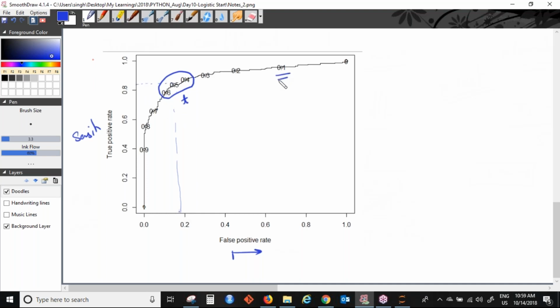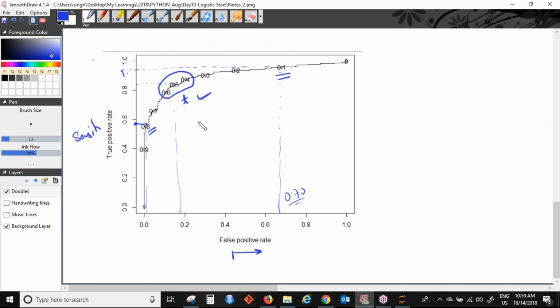You can take 0.1 also, but if you take 0.1, what would you get? You will get 90% sensitivity, but your error will also be high. Your error will be around 70%. So I will not take this. I will rather take this, because you get 80% sensitivity and just 20% error. So this looks like a better number. You could have taken 0.8 as the threshold, then you will get 60% sensitivity and almost 0% error.